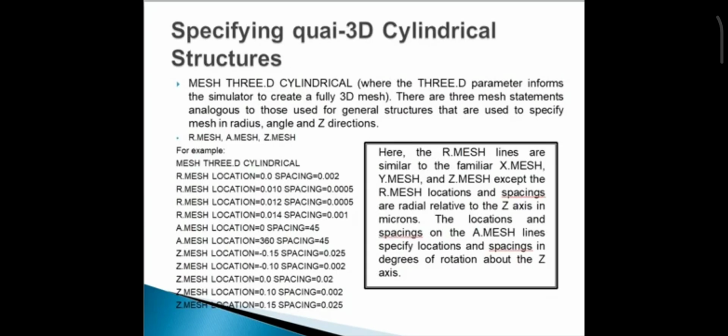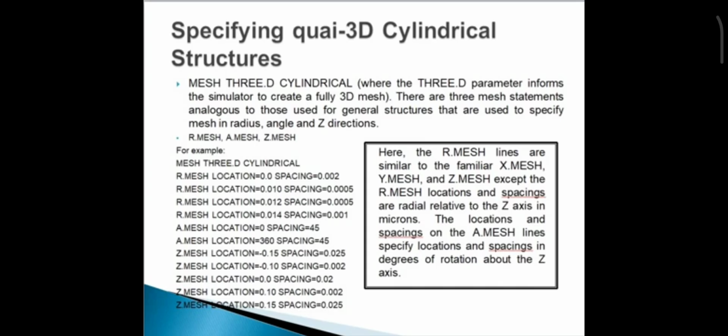Specifying quasi 3D cylindrical structure. In Atlas 3D, the cylindrical parameter enables you to create a general cylindrical structure. The mesh statement must appear as mesh 3D cylindrical, where the 3D parameter informs the simulator to create a fully 3D mesh. When specifying the cylindrical, you must now specify the structure in terms of radius, angle, and Cartesian Z coordinate.